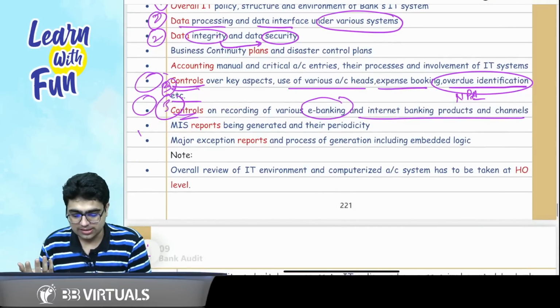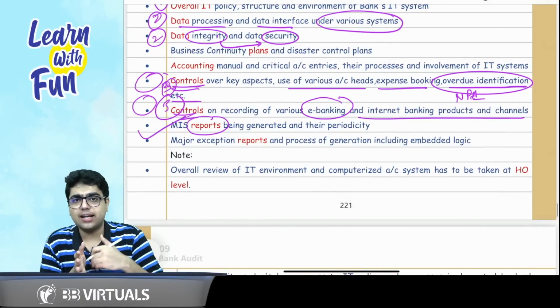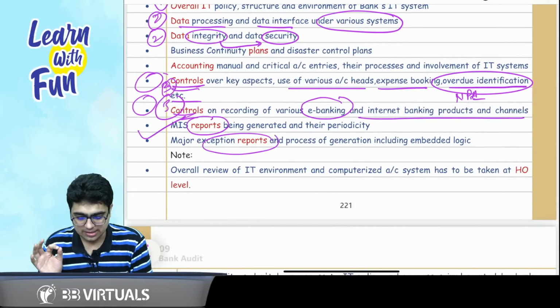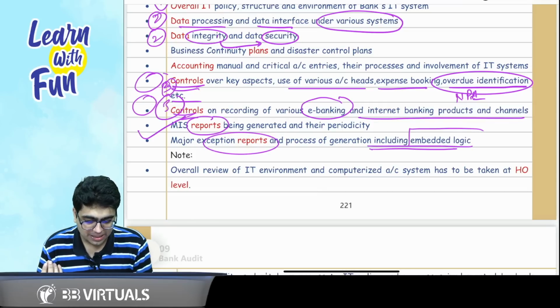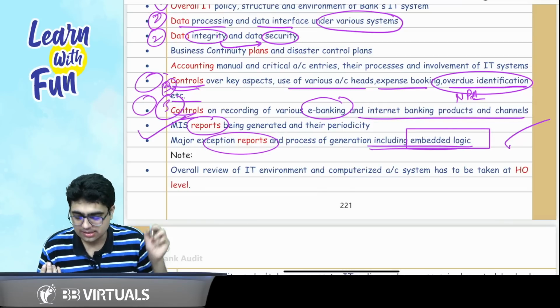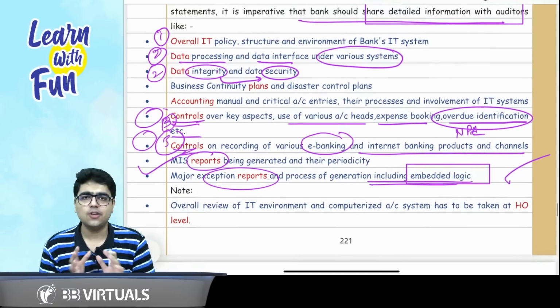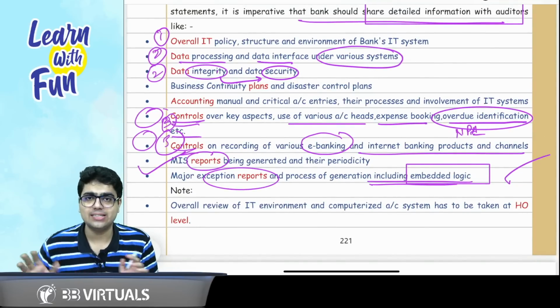And the last 2 points are MIS reports, as they are generated in every business, and the major exception reports. Plus, you need to see the embedded logic, based on which they are getting these exception reports. These are the 4 to 5 points that you need to remember. Let's revise it again.